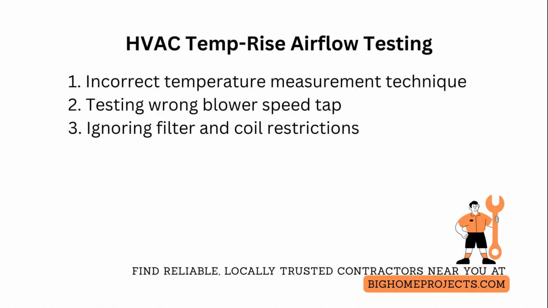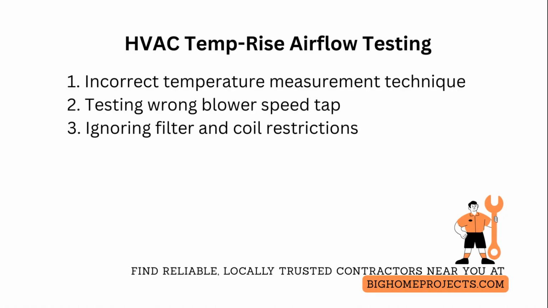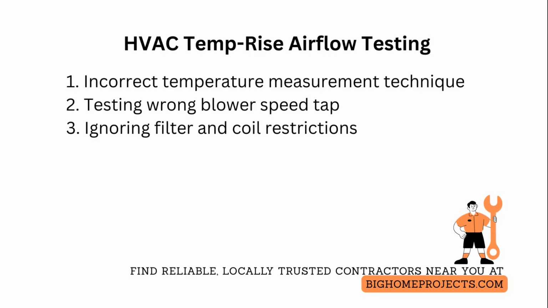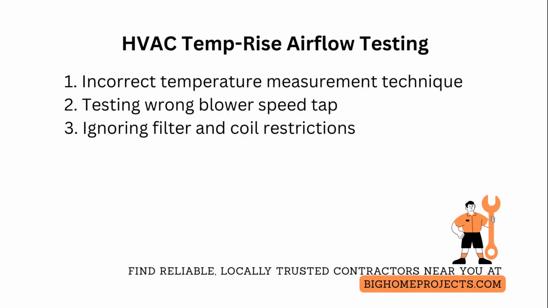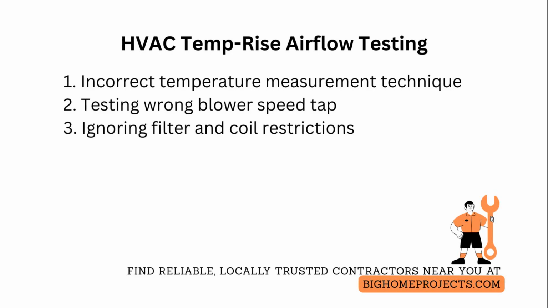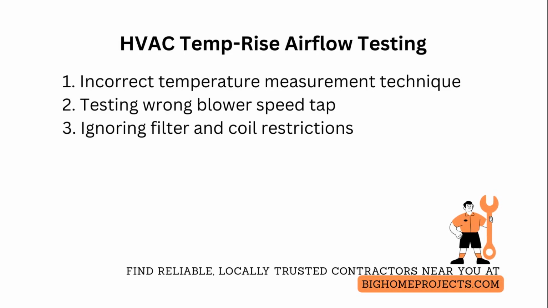One of the most common mistakes is incorrect temperature measurement technique causing bad airflow readings. Fix that by using insulated probes, measuring at least 3 inches into duct flow, and averaging readings after stabilization. Another frequent issue is testing on the wrong blower speed tap so results do not reflect intended operation. Fix by powering down, selecting the correct tap as per the control diagram, and rechecking line continuity before testing.